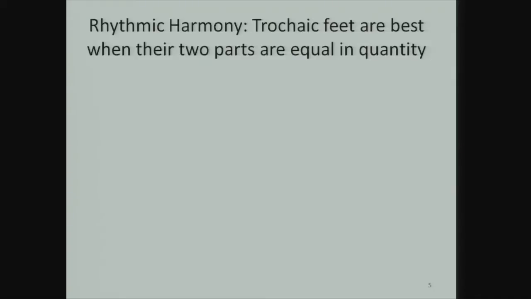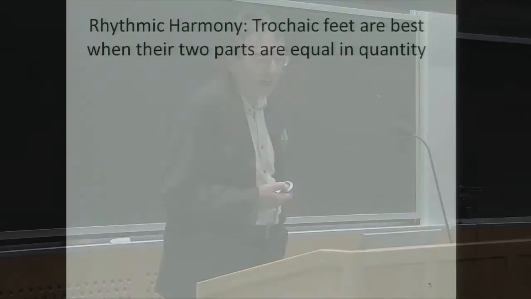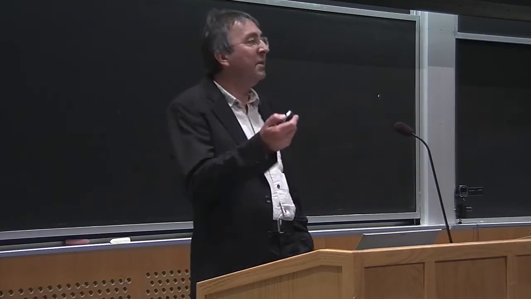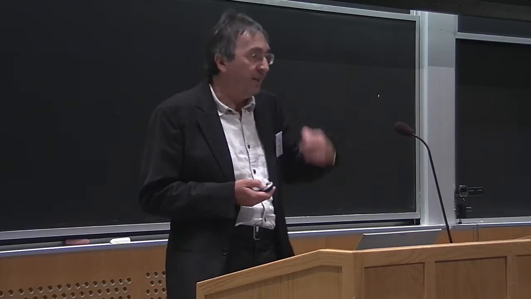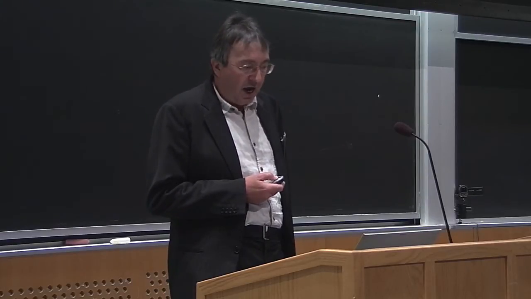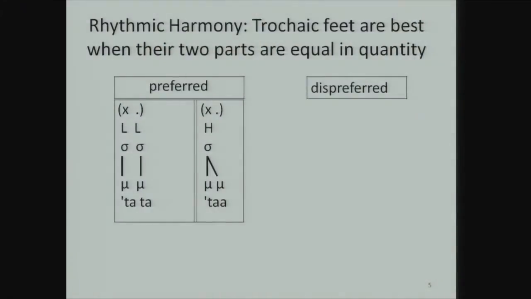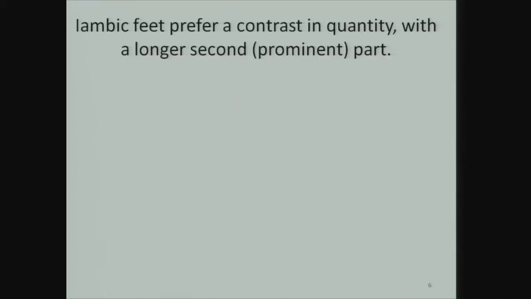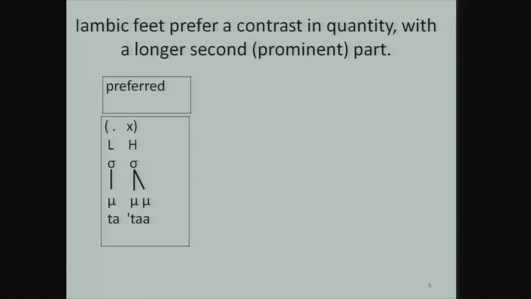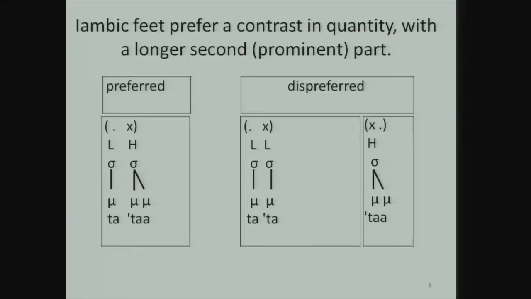Okay, rhythmic harmony is a well-known concept, and there will be much more about this in the talk by Megan, but there is a sense in which trochaic feet are best when their two parts are equal in quantity, as first brought into the discussion in linguistics by Bruce Hayes. So preferred are the equal trochees, two lights and one heavy. Dispreferred, the heavy light trochee. This contrasts with iambic feet, which are better when they contrast in quantity. So preferred is the light-heavy iamb versus other instantiations of it.